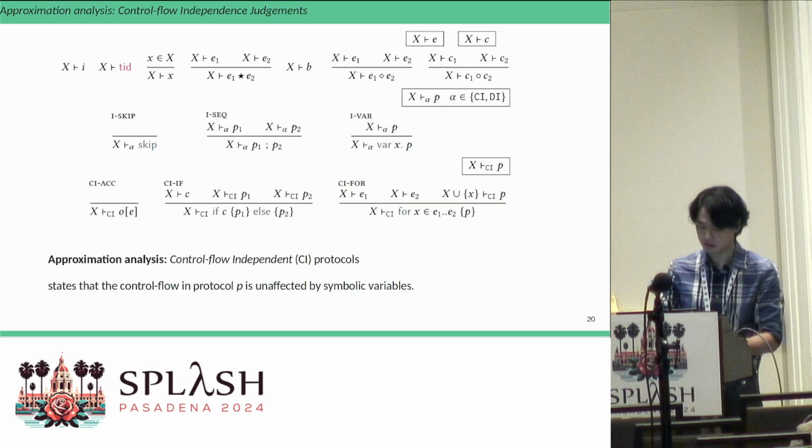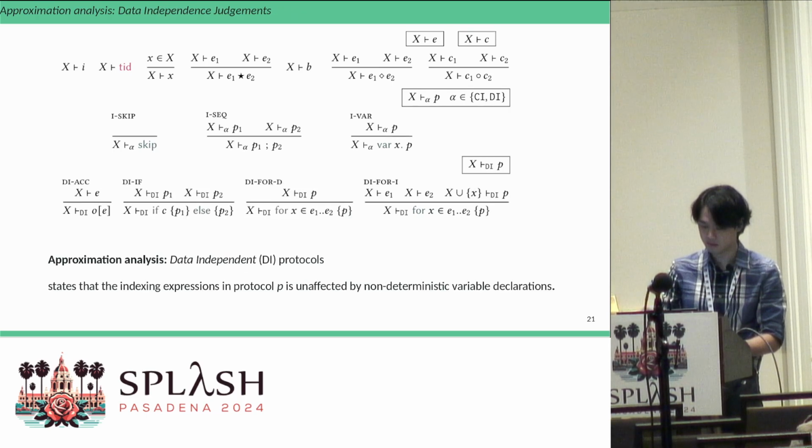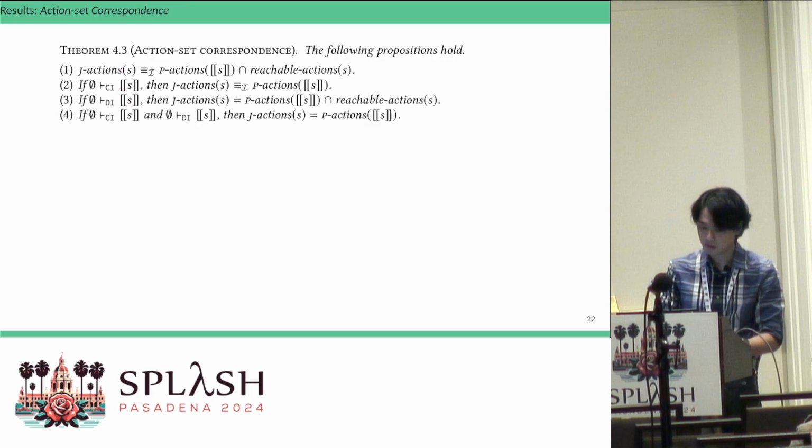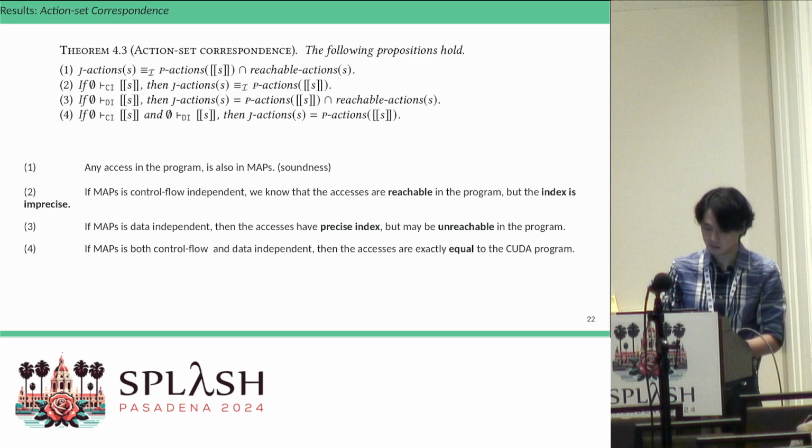So how does control flow independence work? We have a type judgment that states that the control flow of the memory access protocol is unaffected by symbolic variables. And also for data independence, which states that the indexing expression of protocols is unaffected by the non-deterministic variable declarations. And we established some theorems for action set correspondence. The first theorem is our soundness property, which states that any access we find in the program is also in the memory access protocol.